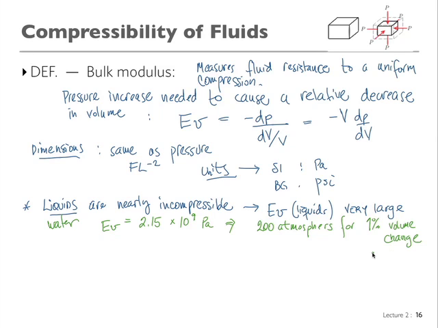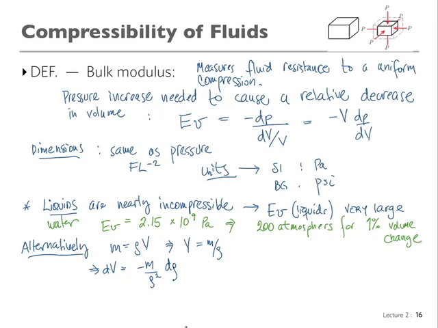So, there is an alternative expression also for bulk modulus using m equals rho times V. So V equals m divided by rho, and therefore dV is equal to minus m divided by rho squared d rho, or minus V over rho d rho. So now we can write the bulk modulus in terms of the density rather than the volume, and we get Ev is equal to rho dP d rho.